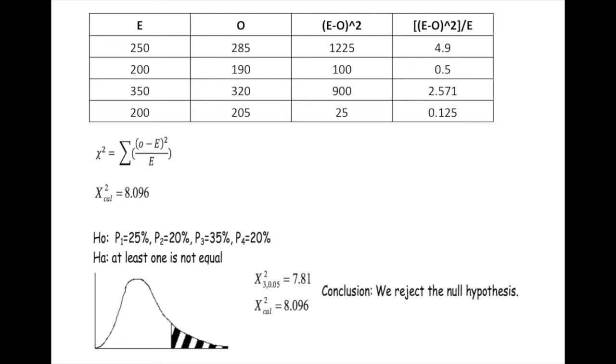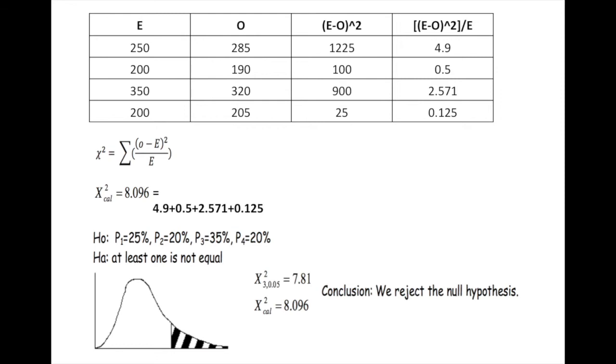We can see all these values here, (O minus E) squared divided by E, and we just need to sum them up. So that equals 4.9 plus 0.5 plus 2.571 plus 0.125. That makes the answer. And then we know the H0 is that percentage 1 is 25%, percentage 2 is 20%, percentage 3 is 35%, and percentage 4 is 20%. And the HA is that at least one is not equal.